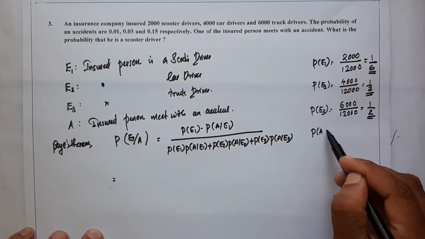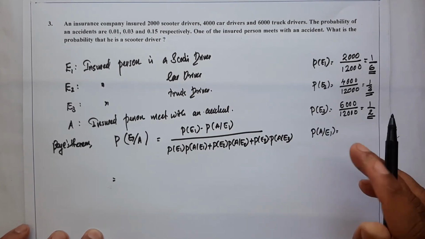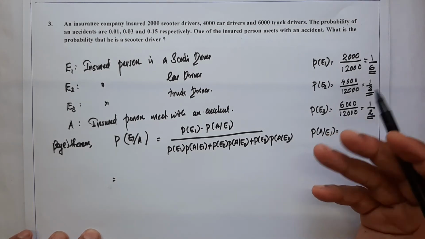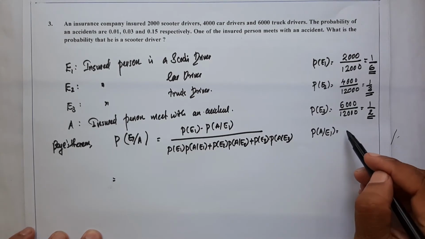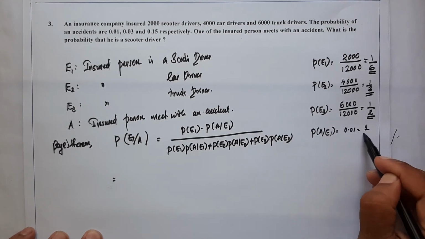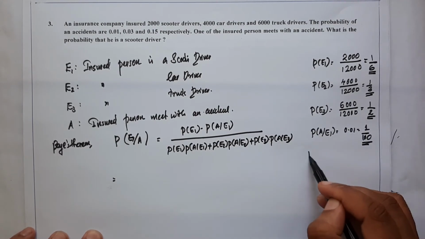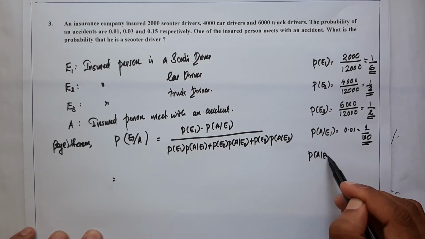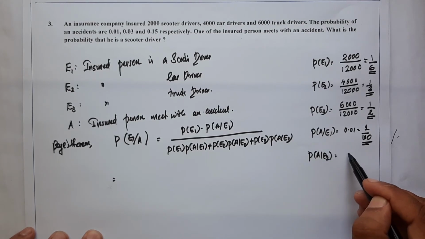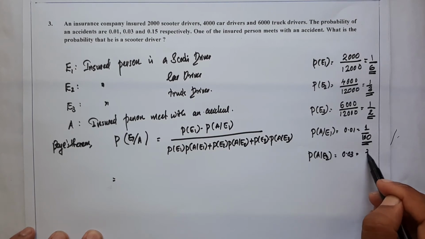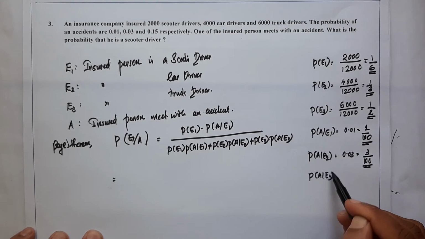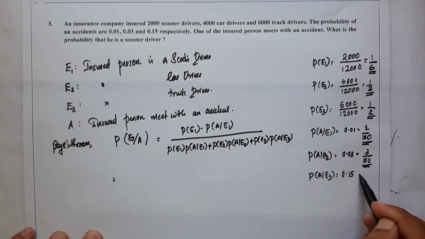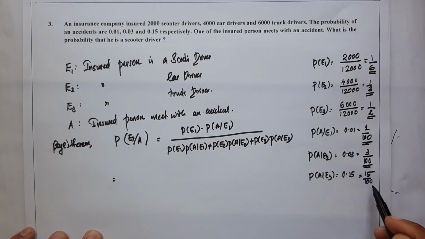Also given P of A given E1, that means the probability of meeting with an accident is given in consecutive, respective order. First, the scooter driver's probability of meeting with an accident is already given as 0.01, that is 1 divided by 100. P of A given E2 means 0.03, that is equal to 3 divided by 100. And last, P of A given E3 is equal to 0.15, that is 15 divided by 100.